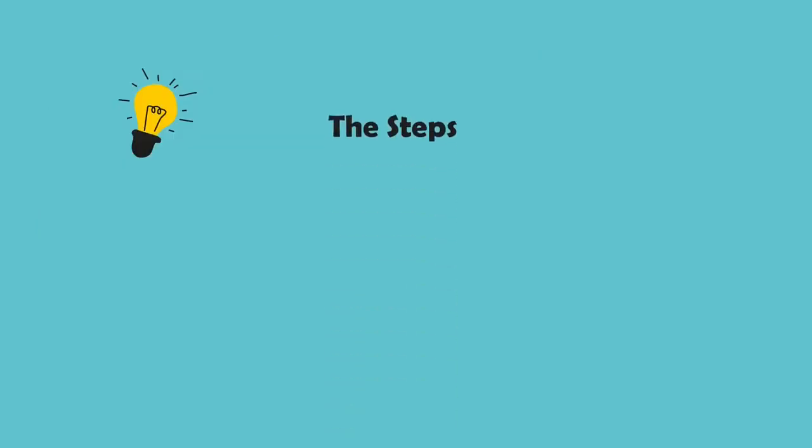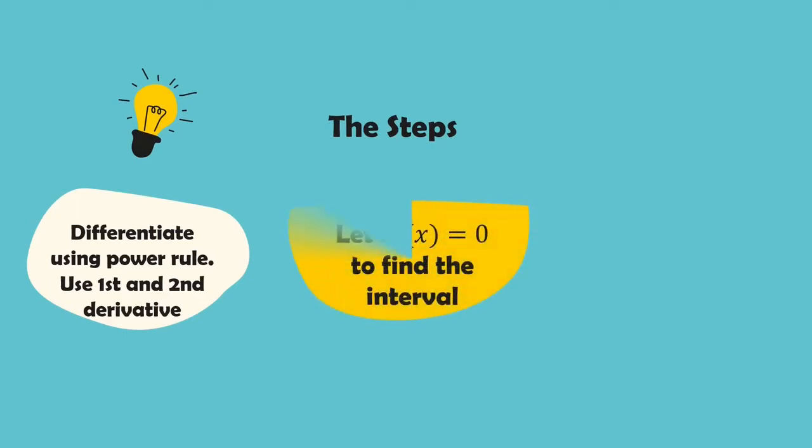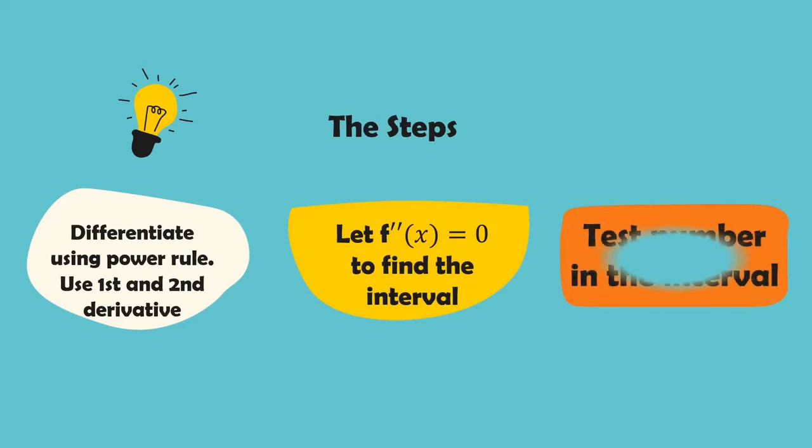There are 3 steps to solve this problem. First step is differentiate using power rule to get the first and second derivative. Then let the second derivative of f equal 0 to find the intervals. Last, test any number in the intervals to identify where it is concave upward and where it is concave downward.